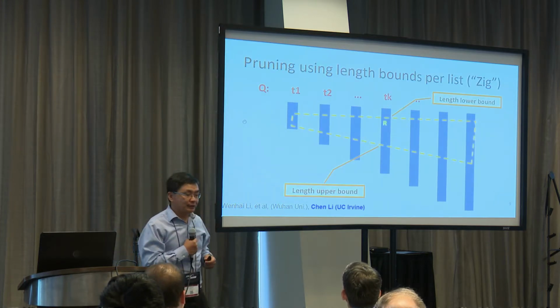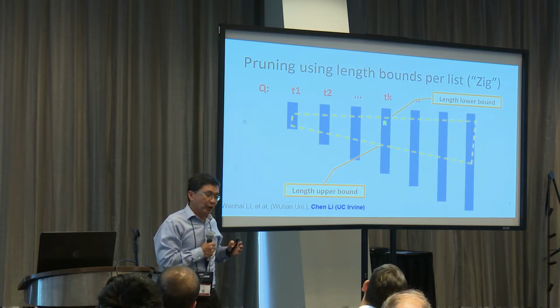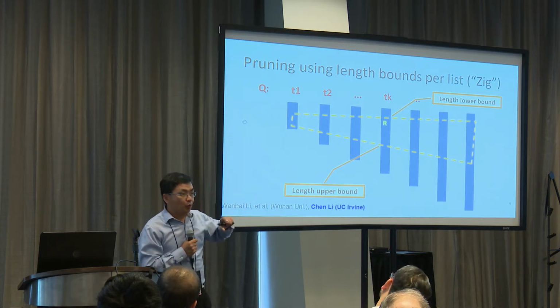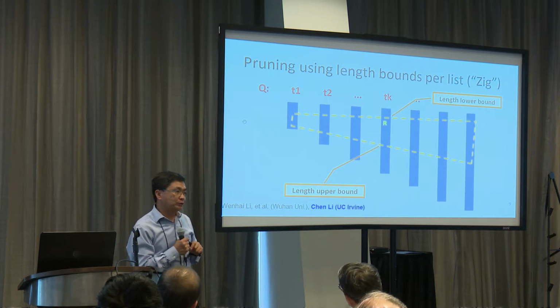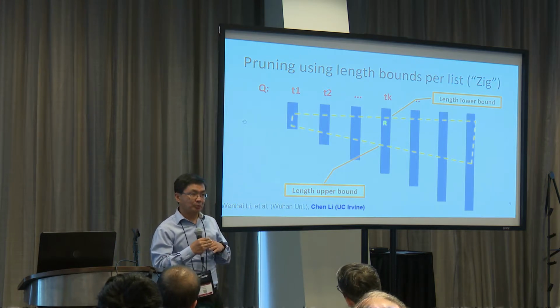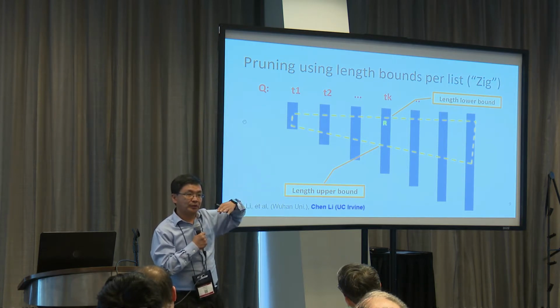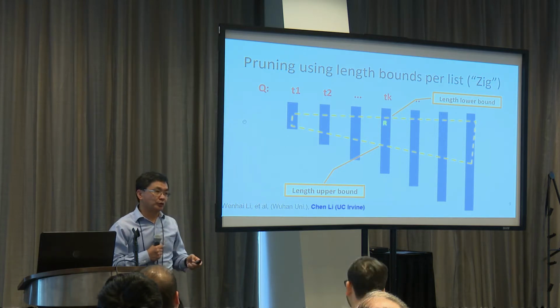The next idea is even more clever, which is very specific to our ranking function. We can show that for every list, we do not need to look at all the records. In fact, we can derive a range of all the possible lengths, and we can just order all the records within one list based on this length. And we only look at a subset of those records. We can do further pruning.